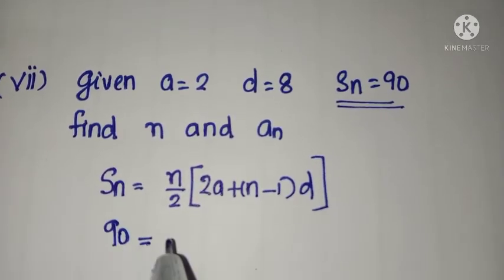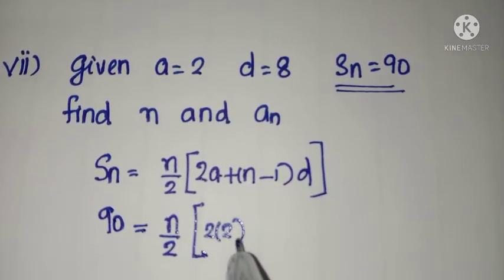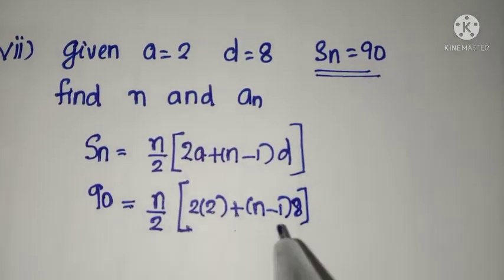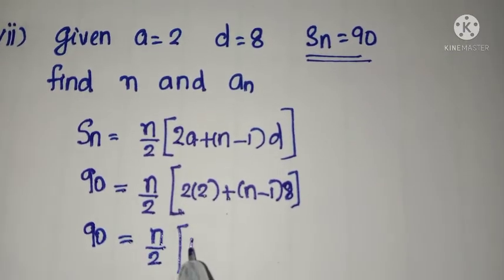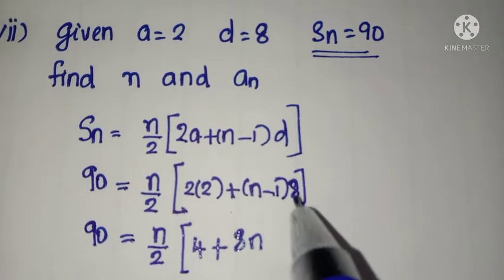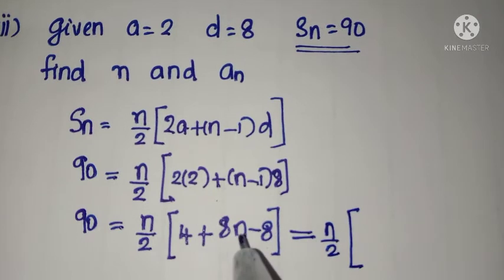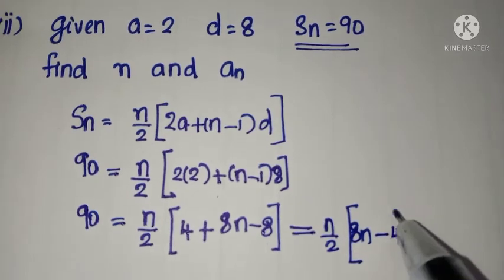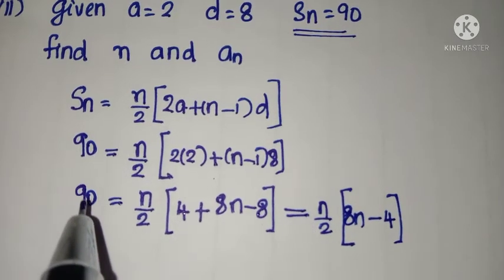So Sn 90 equal to n by 2 into 2a, that is 2 into 2, plus n minus 1 into d. d is 8. So this gives 90 equal to n by 2 into 4 plus, open the bracket, n into 8, 8n, minus 1 into 8, minus 8. So this is n by 2 into 8n, listen, 4 minus 8, 4 minus 8 is minus 4. Now take this by 2 to the left side. So by 2 becomes into 2.